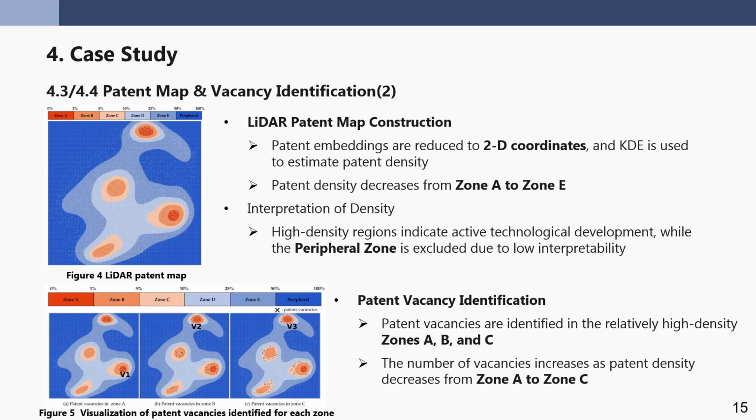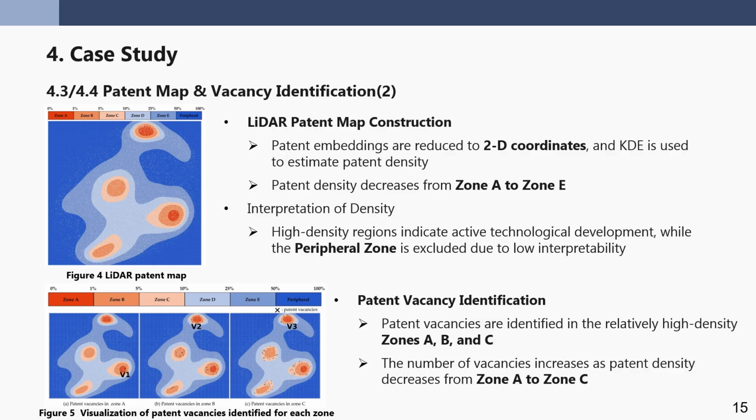This slide shows the LiDAR patent map and the identified patent vacancies. In the upper figure, patent embeddings are projected into two-dimensional coordinates, and KDE is used to estimate patent density. The map is divided into zones A through E, with patent density decreasing from zone A to zone E. High-density regions indicate more active technological development, while the peripheral region is excluded because of its low interpretability.